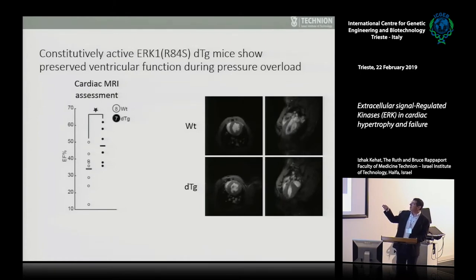So we saw significantly better ejection fraction, and the data was highly correlated to the echo data. This is the wild type mice, and you can see the reduced function, and here you can see the much better function in the transgenic animals.